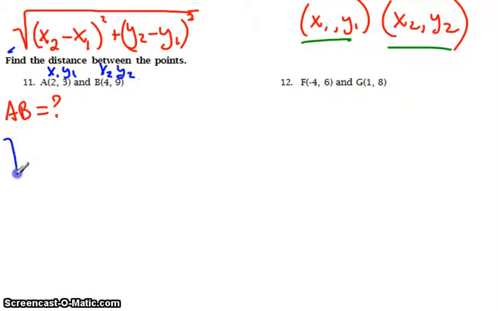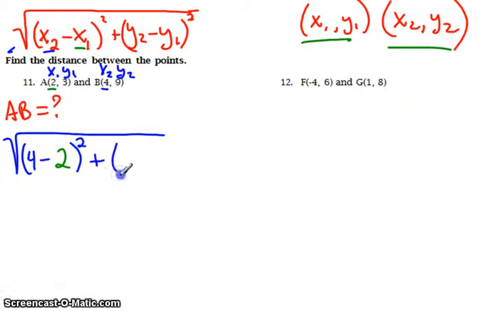So then we fill into the formula. In the place of x2, I'm going to put 4. Formula says minus. In the place of x1, I'm going to put 2. And remember that this quantity must be squared. Formula says plus, parenthesis, and then y2, I'm going to put 9 minus, and the formula says y1, so I'm going to put 3, and remember I have to take the square of that.